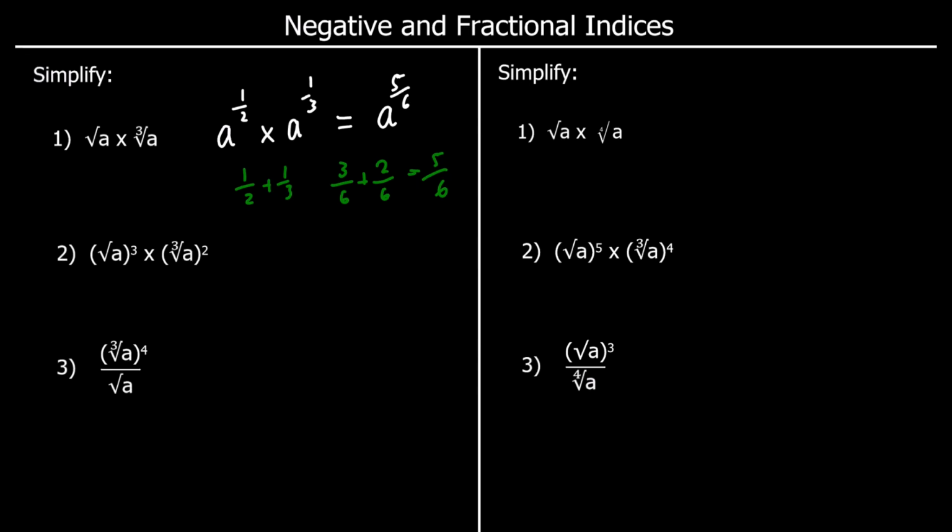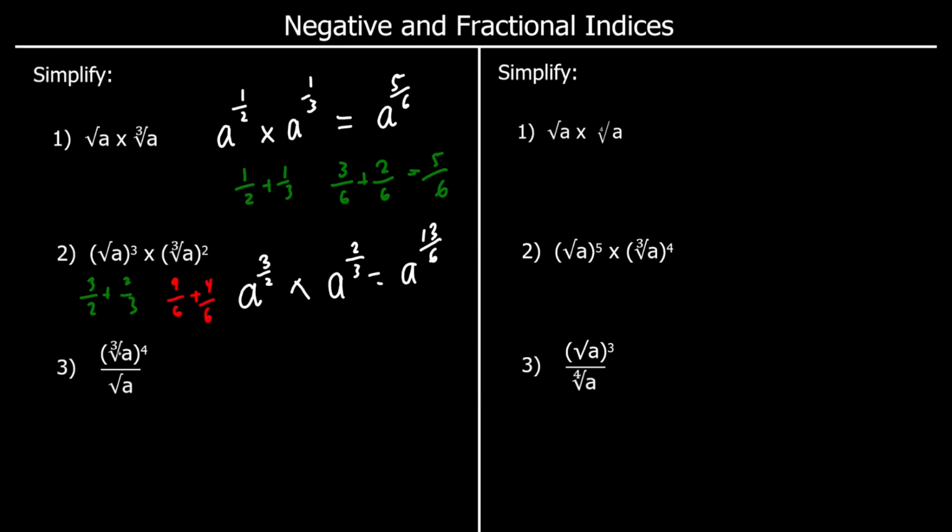And question 2. So we've got the square root of a cubed, which means a to the power of 3 over 2, times the cube root of a squared, times a to the power of 2 over 3. When we multiply indices, we add the powers. So we've got 3 over 2 plus 2 over 3. We'll make the denominator 6 again. So that's 9/6 plus 4/6, which is 13/6. So 13/6.